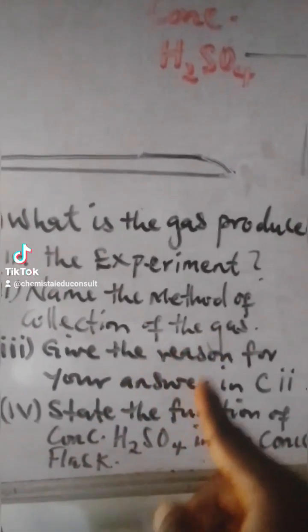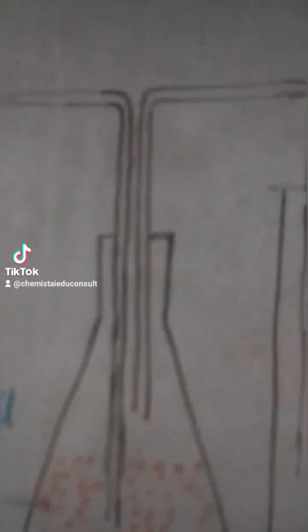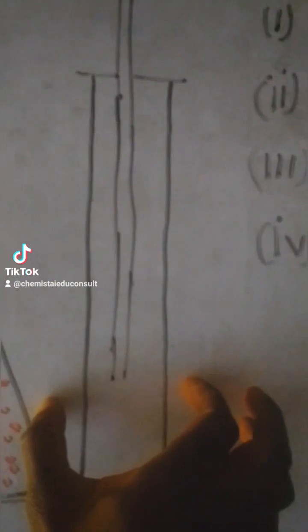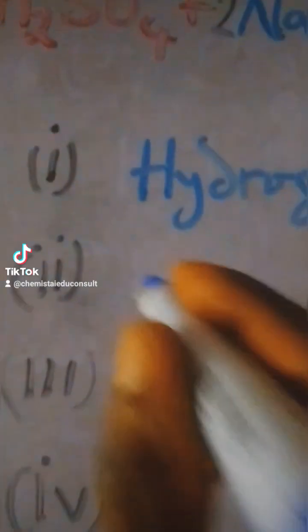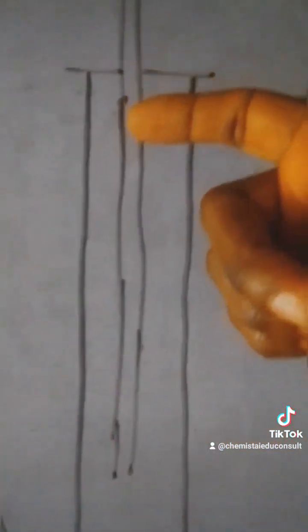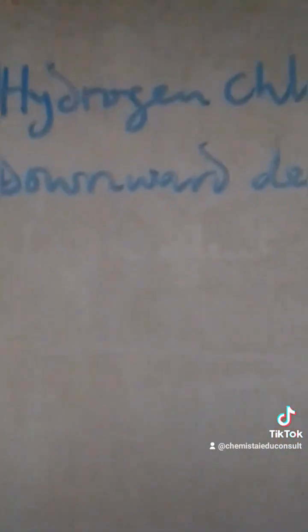Name the method of the collection of the gas. Now, to get the method, just check the pipe, the delivery tube that delivered the gas. Is it pointing upward or downward? Once it is pointing downward inside this gas jar, you know that the method is called downward delivery, or upward displacement of air. Yes, downward delivery, because as the gas is being delivered downward, it displaces air upward. Air goes up. So that is the answer.